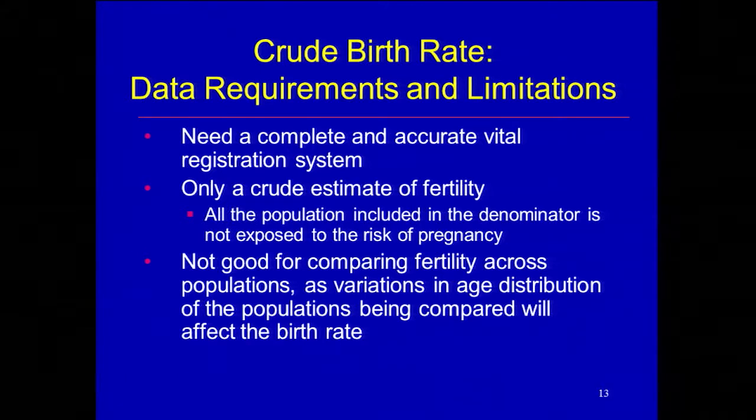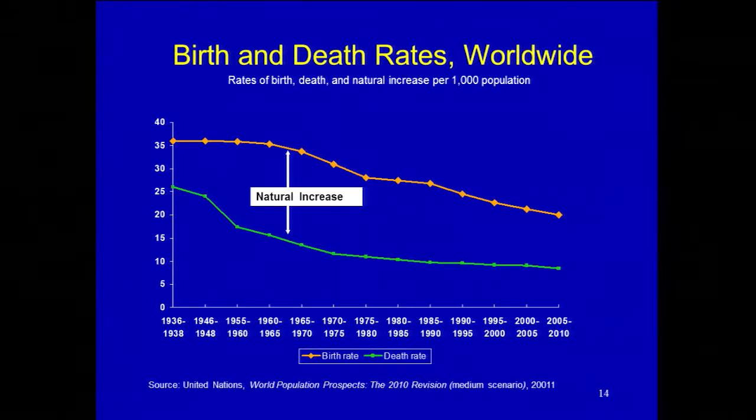So the crude birth rate requires having a good vital registration system, or we have to obtain this information from surveys. But it's only a crude estimate of fertility because the denominator includes persons who are really not at risk of pregnancy. It includes older people, it includes children, and so to refine the measure, we have a general fertility rate, which we'll see in a minute.